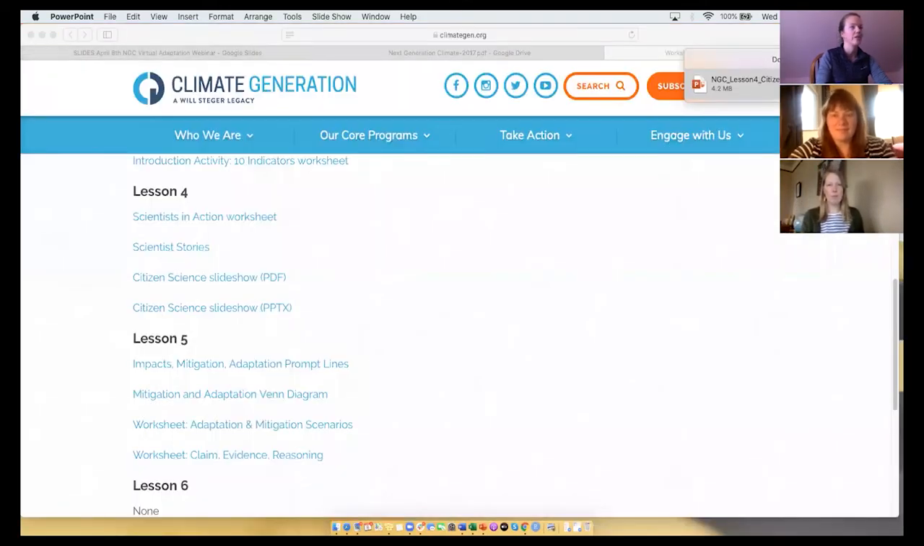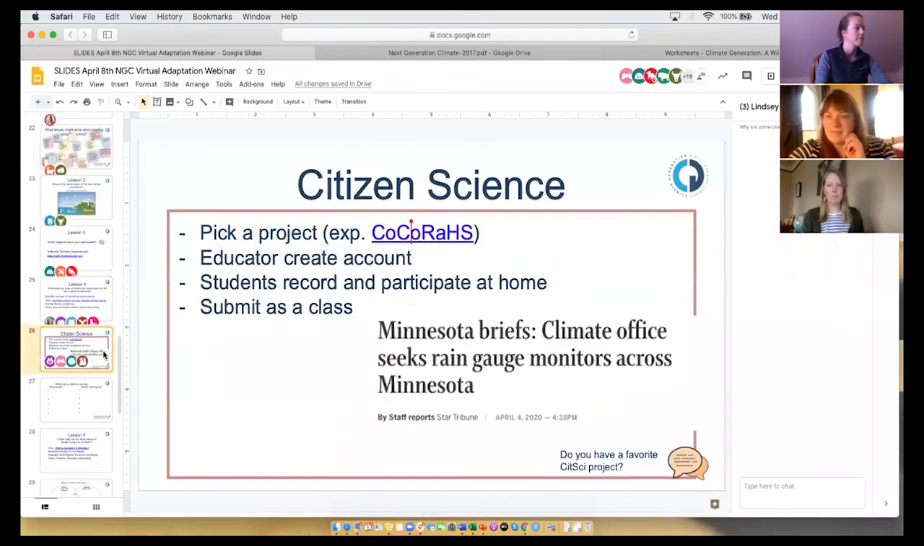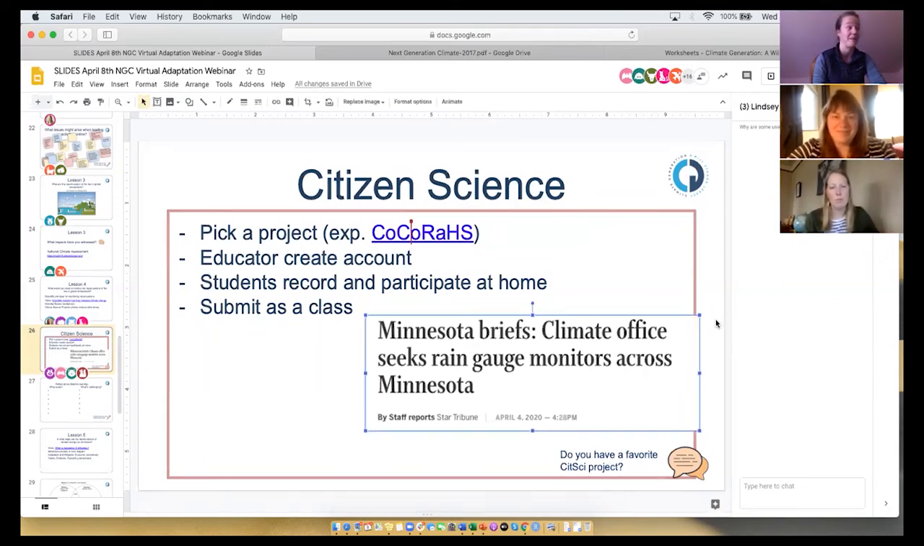And I have one more thing to show you on that. There is an opportunity right now from CocoRaHS, which I actually don't know what the acronym exactly stands for. It's super long, but they're looking for rain gauge monitors right now. So you just go out and you measure how much rain is coming to your area, and you can put it in on a web page. And Minnesota is specifically calling for volunteers now.